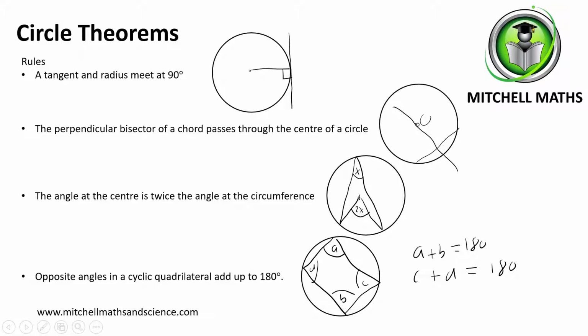Sometimes it won't be just drawn as a four-sided shape. There might be lots of stuff going on in the middle of it. But if it forms 4 points on the circumference, then the opposite angles will add up to 180.